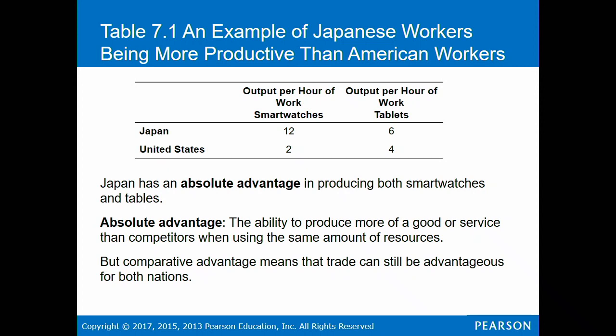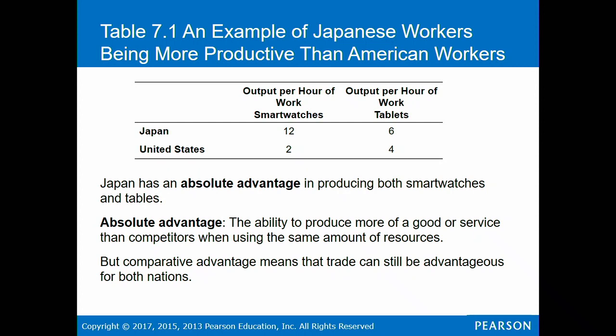So we have output per worker of smartwatches for Japan and the US. Japan can produce 12 smartwatches per hour of work and 6 tablets per hour of work. The US can only produce 2 smartwatches per hour of work and 4 tablets per hour of work.